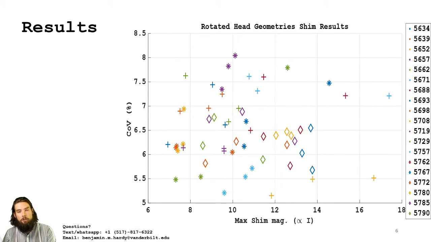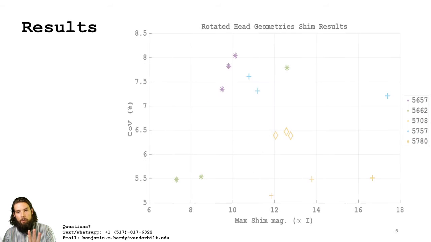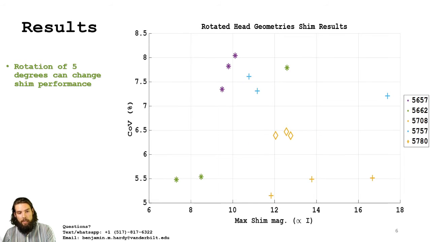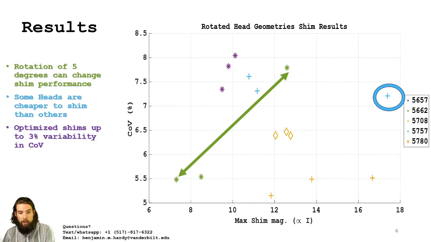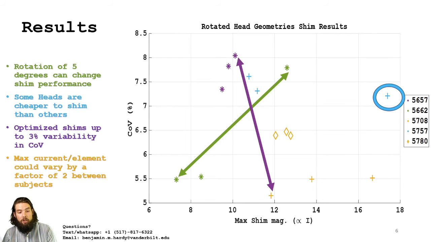There's a lot happening in this graph. I just want to break it down and take 5 head models as an example. So the first thing that we see with the green dots is that a rotation of 5 degrees can change our shim performance. Some heads are cheaper to shim than others, as can be seen by the blue crosshair. The optimized shims show a 3% variability between heads, and the max current element could vary by a factor of 2 between each of our subjects.